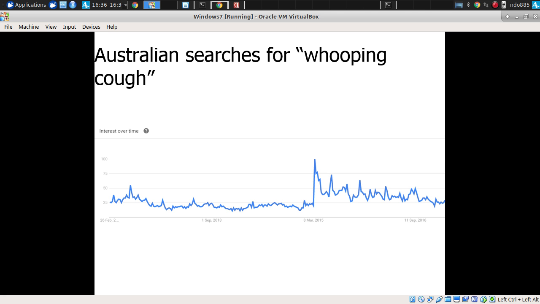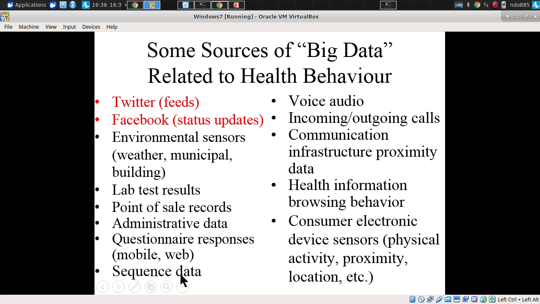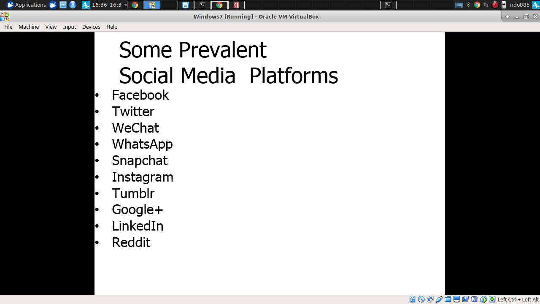Passed away. It caught the media's attention in a big way, and it seems to have altered, in a persistent way that lasts several years, awareness of pertussis and the need for pertussis vaccination. These are searches for naloxone, a key element of the response to opioid overdoses within the Canadian context, and you can see the geographic distributions here. Now, this is aggregate data. It's not related to particular individuals.